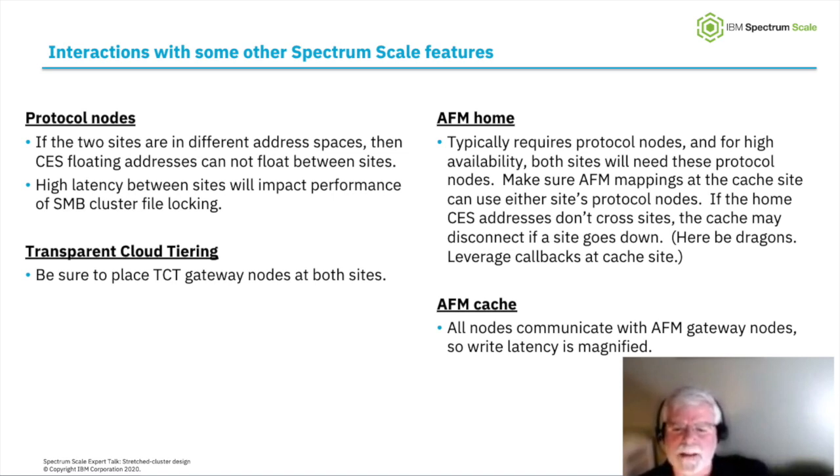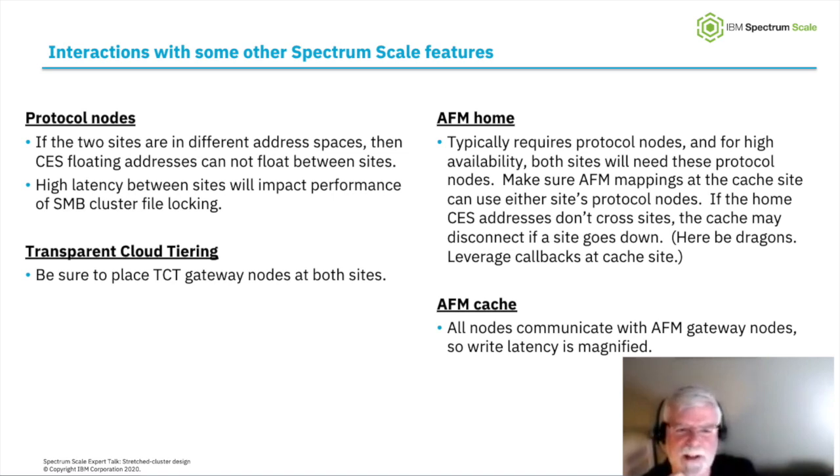Also, your SMB protocol nodes might suffer if there's high latency between the sites. That can affect SMB cluster locking. I've seen that only a couple times, and we're talking about really high traffic workloads, where there may be other ways we can reduce the overhead in those cases. If you're using TCT, make sure that you've got your TCT gateway nodes at both sites. If you're using active file management, well, your stretch cluster can be the AFM home.